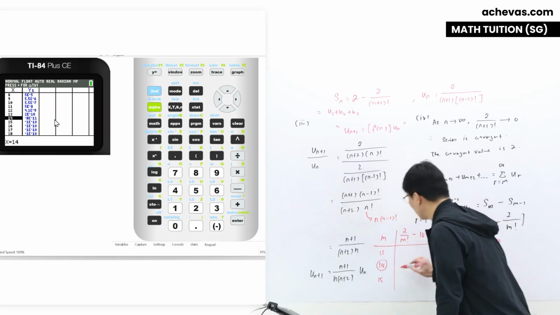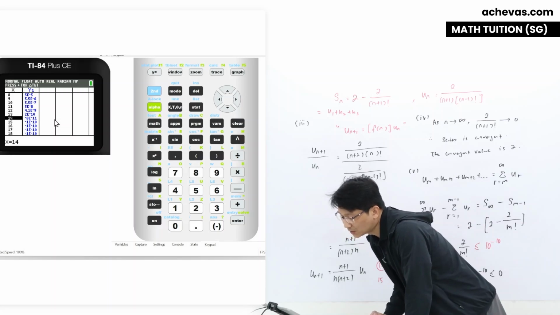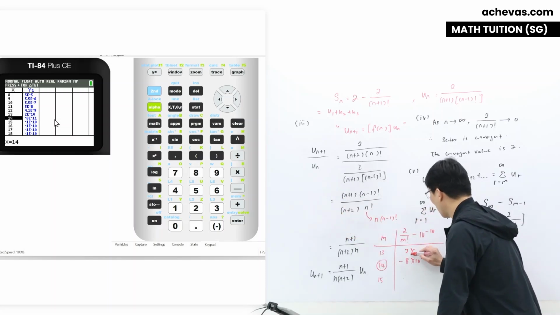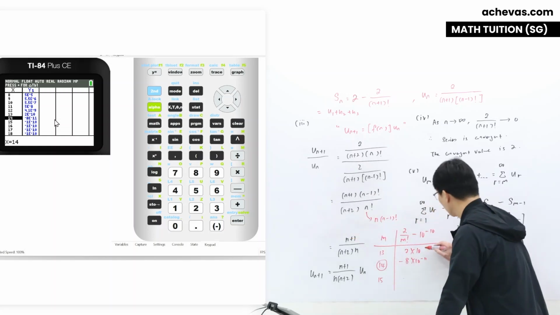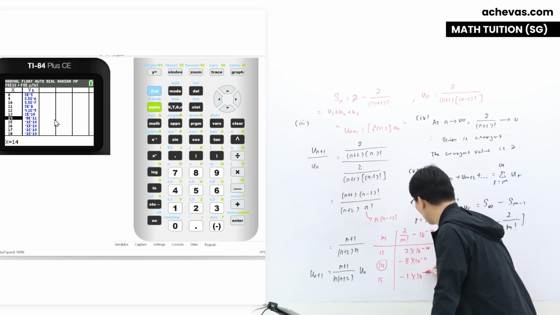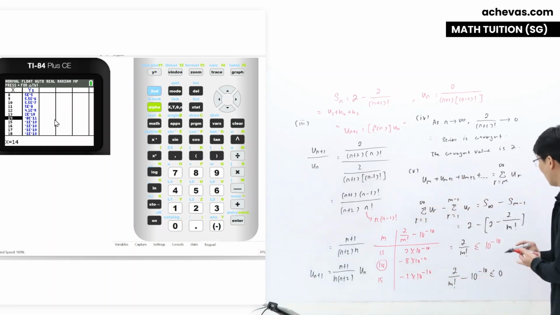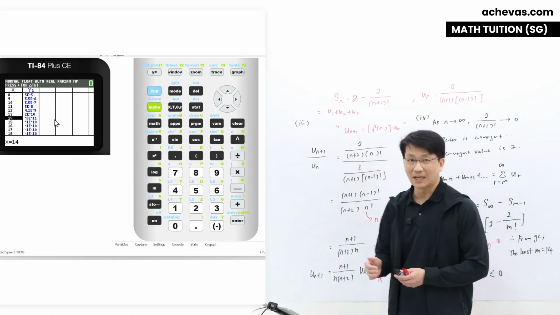The one I want is minus 8 times 10 to the power minus 11. The previous one is 2 times 10 to the power of minus 10. And the final one, for 15, is minus 1 times 10 to the power minus 10. Therefore, from GC, the least m will be equal to 14. So this will be the answer for the last part of this question.